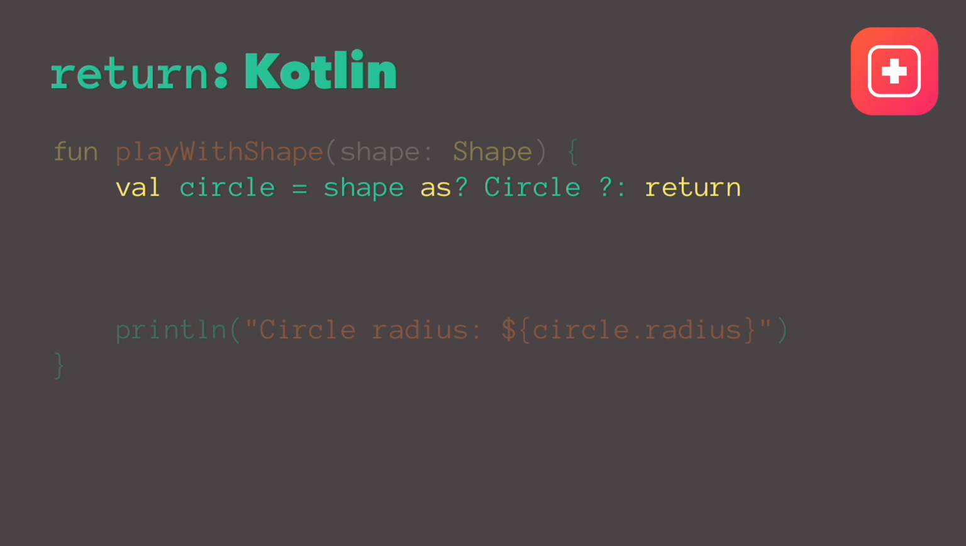Otherwise, we execute the right-hand side and we return. So that's how you could do early return in Kotlin without this guard keyword. And here, we have the circle, and we know it's of type circle.